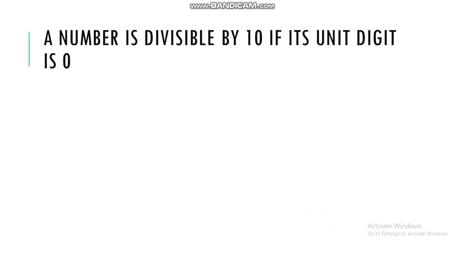A number is divisible by 10 if its unit digit is 0. 1230 is yes divisible by 10 because the unit digit is 0. 1325 is not divisible by 10 because the unit digit is 5, not 0.